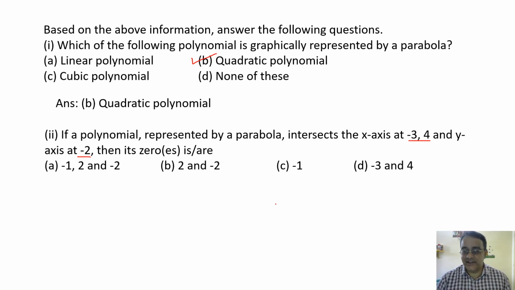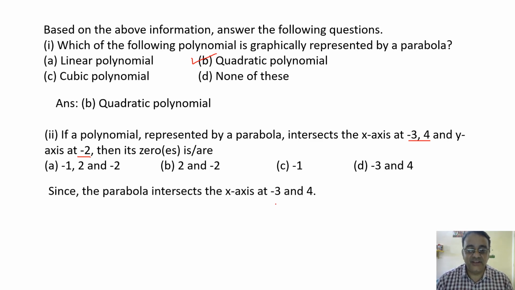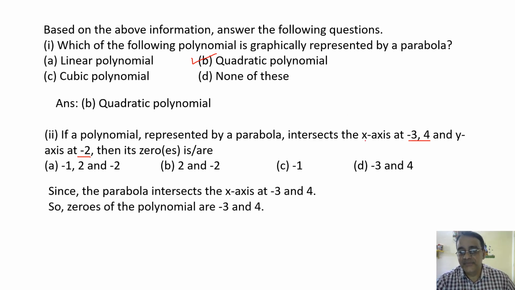Minus 3 and 4. Very good. Because the zeros are the points where it intersects the x-axis, right? So it is intersecting the x-axis at 2 points, that is -3 and 4. It is already given. So therefore the zeros are -3 and 4, and the correct option is D. Right. So now the third question.